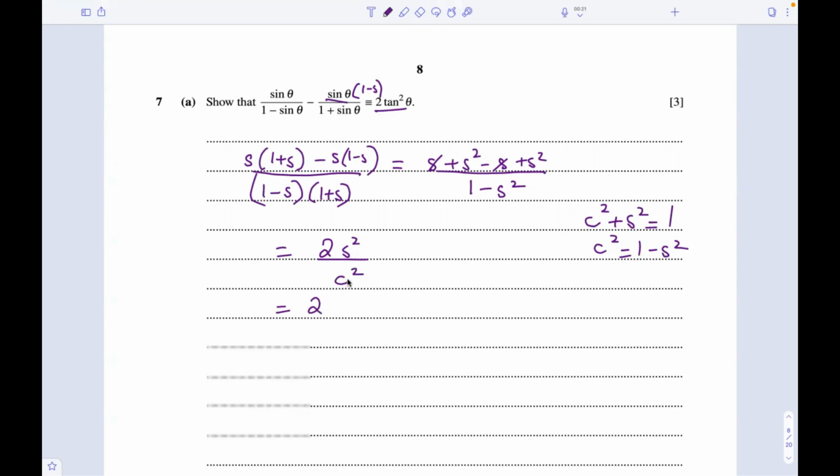2 multiplied by sine squared upon cos squared. And as we know that tan theta is equal to sine theta upon cos theta, so sine squared upon cos squared will become tan squared theta.